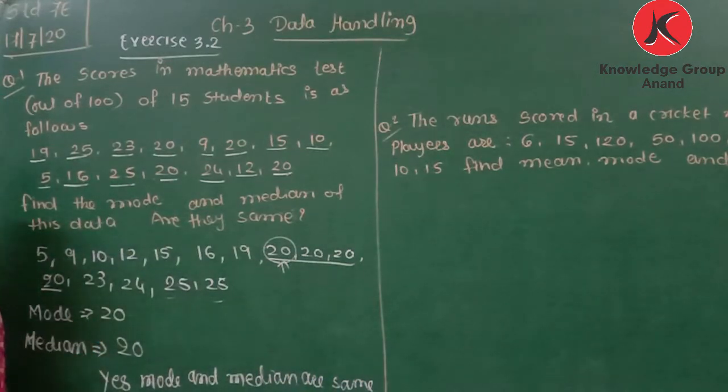This way you can find. You can also find the mean. For that you need to take out the sum of all these and divide by the number of observations.